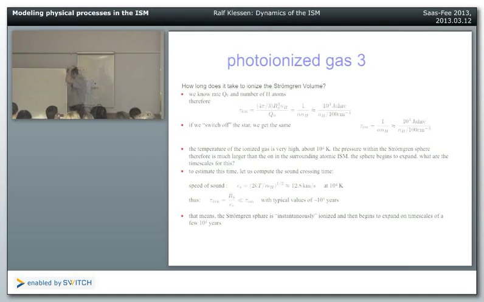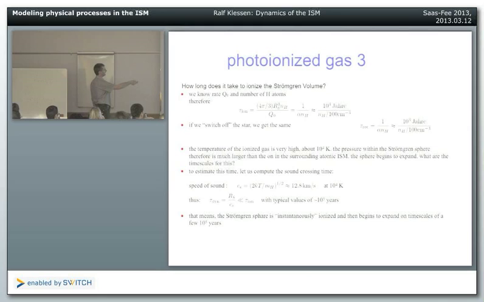We can ask, well, how quickly is that established? And as you can guess, photons travel relatively fast, with the speed of light. We can calculate how quickly this Strömgren sphere is fully ionized. There are always some recombinations, so the ionization degree is not 100%. So the ionization rate we can also take from the previous example.